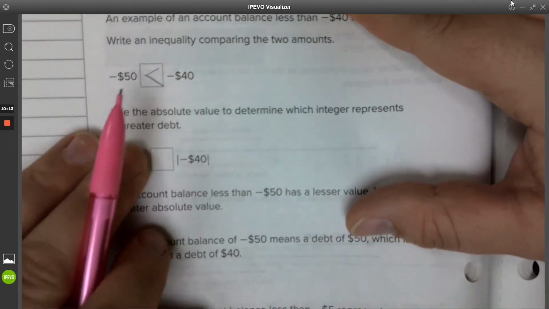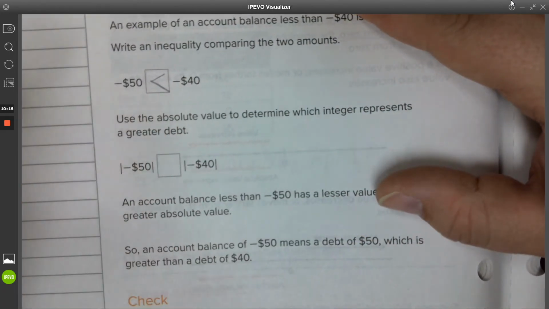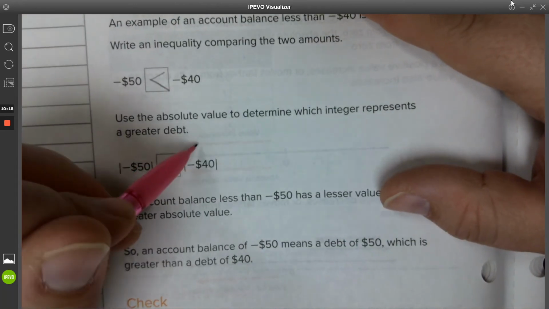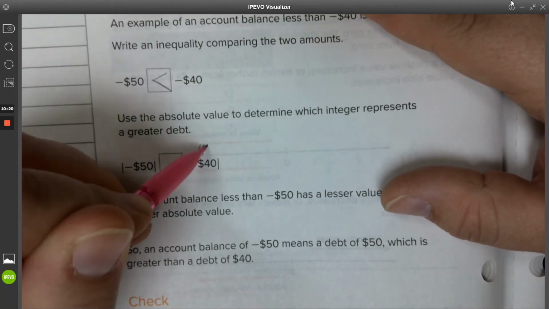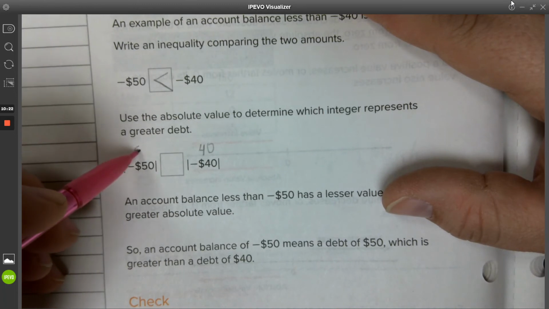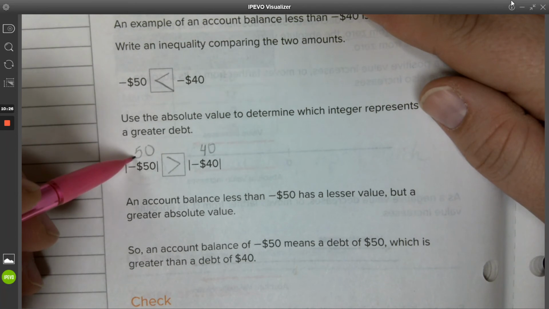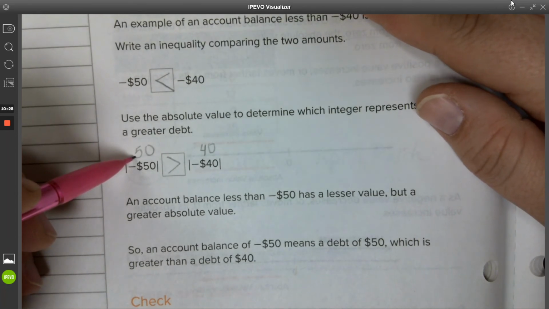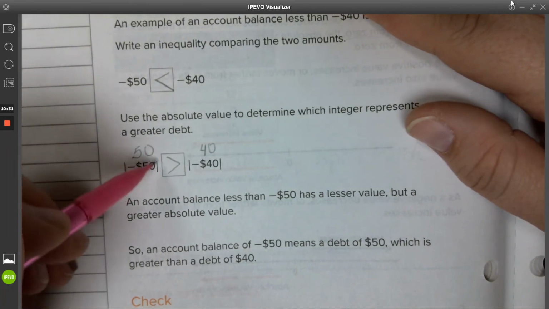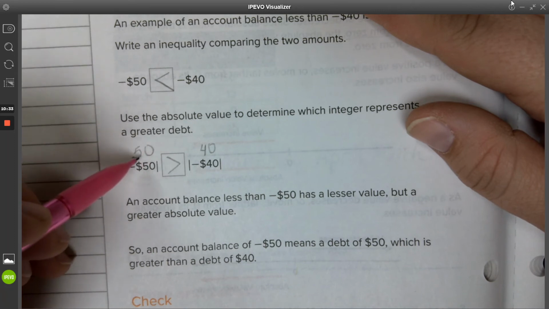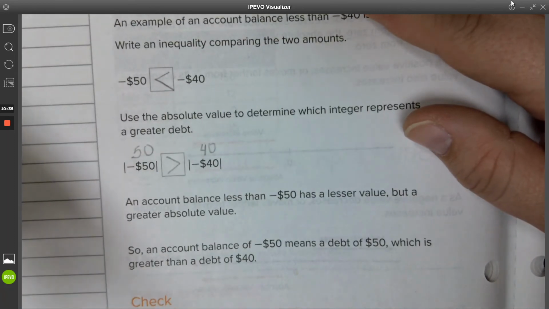But if we wanted to talk about the amount of debt, in this case, the absolute value of negative 40 is 40. The absolute value of negative 50 is 50. So negative 50 in this case would have a greater absolute value, which means negative 50, or a debt of $50, is the larger debt.